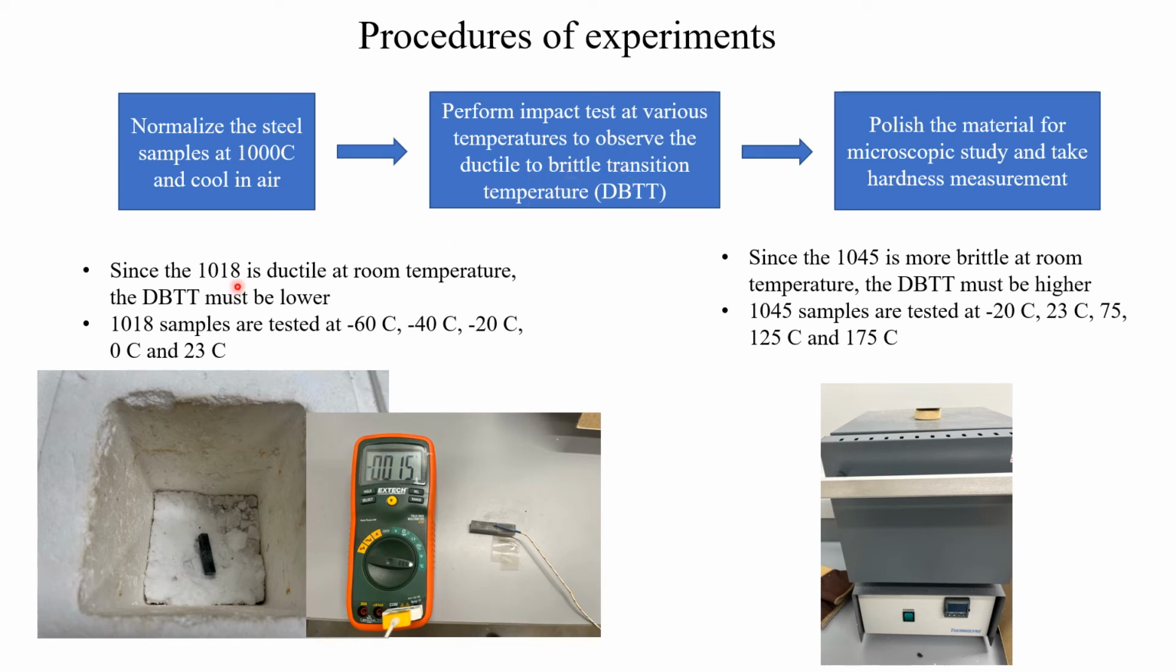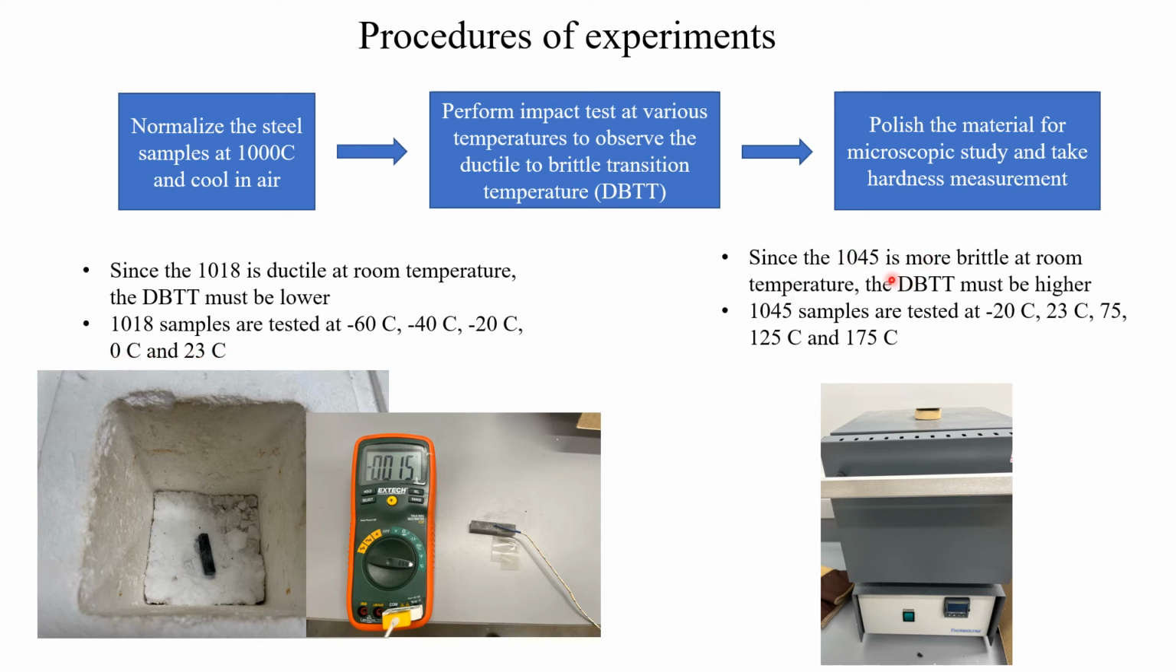For the 1018 sample, because it's a pretty ductile material at room temperature, we need to lower the temperature using dry ice. You will listen to the instruction of the TA on how to control the temperature using dry ice, then test the sample at 5 different temperatures: minus 60 C, minus 40 C, minus 20 C, 0 C, and 23 C.